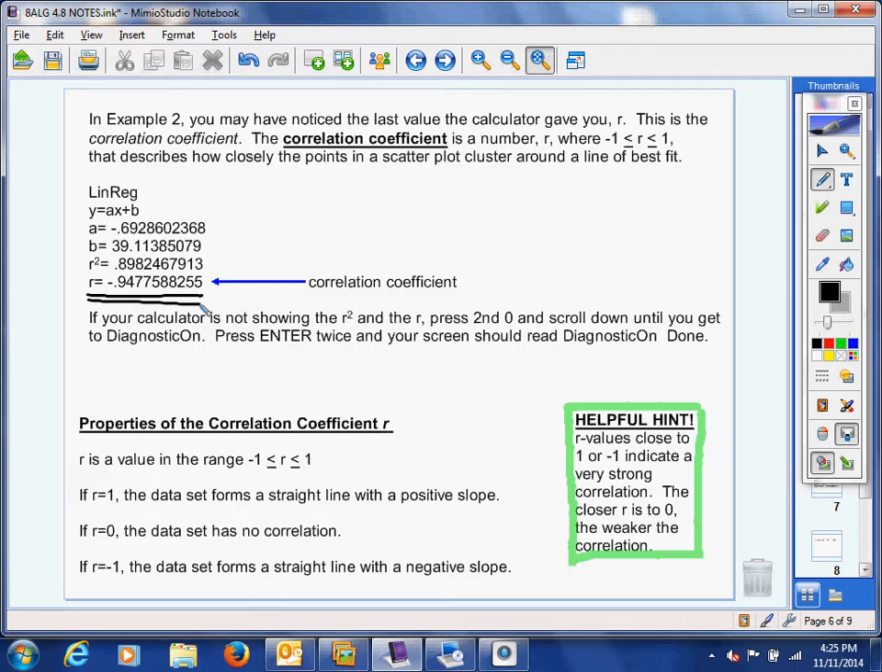Now, I told you in the last video that I would show you how to get it on your calculator if you don't see R squared and R. If for some reason your calculator is only showing you LinReg y equals ax plus b, giving you a, giving you b, and then it stops and there's no R squared and there's no R, I told you that I would show you how to do that, and I am true to my promise. Okay, I'm going to switch over to the camera.